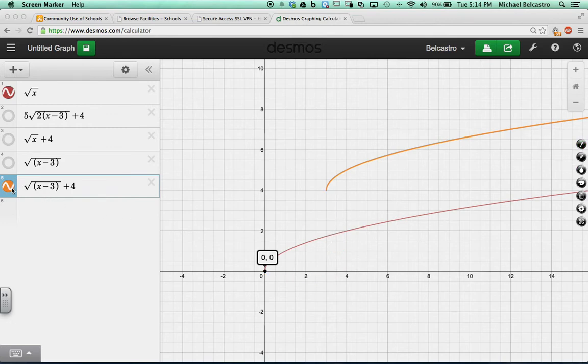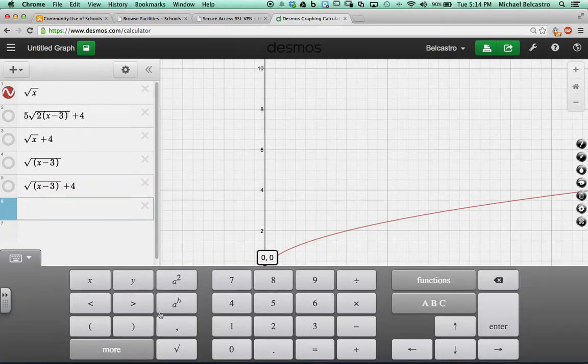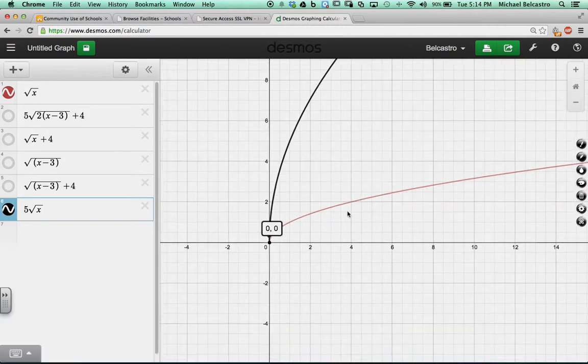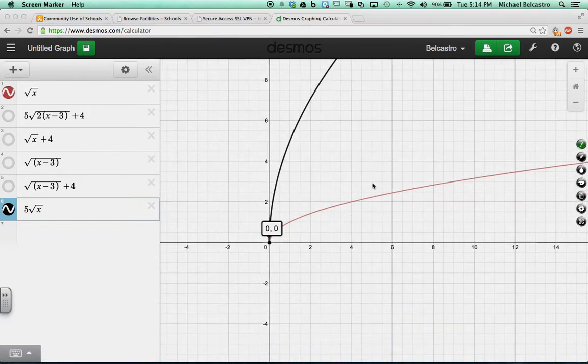Let's look at those on an individual scale also. If we have 5 square root x, in comparison, this has been vertically stretched by a factor of 5. You'll notice the origin hasn't changed, that one point hasn't changed, but it's been pulled upwards by a factor of 5.